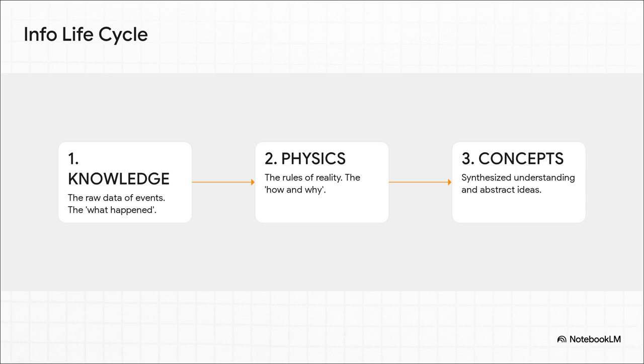And this is a really broad term here. It doesn't just mean E equals MC squared. It means all the rules of reality. Sure, physics, but also logic, sociology, psychology. This layer figures out the how and why it happened. And finally, it pulls all of that together into abstract concepts. That's where the real understanding happens.